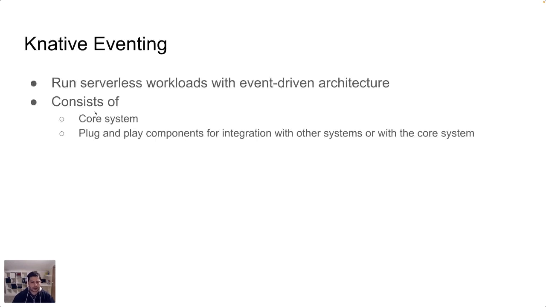So it consists of a core system. There are some primitives like subscriptions, channels, things like that. But there are also additional components that are designed in a plug-and-play way. So for example, you can have event sources for a Kafka channel, as well as some other technology. I remember there were older channels which were even doing things like a WebSocket channel and things like that. I will talk about example channels later in the slides.